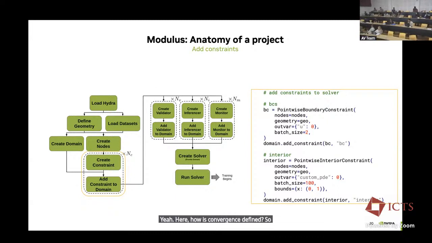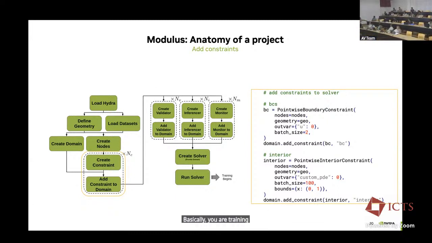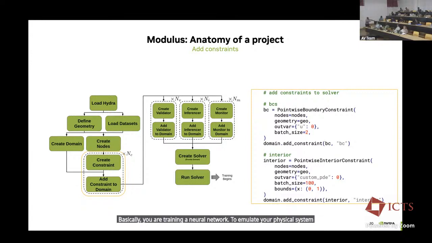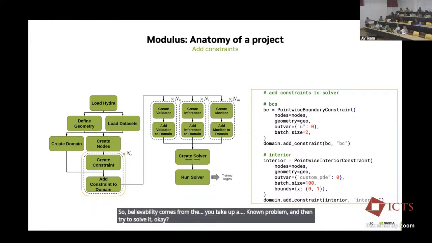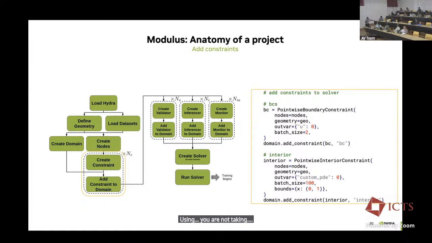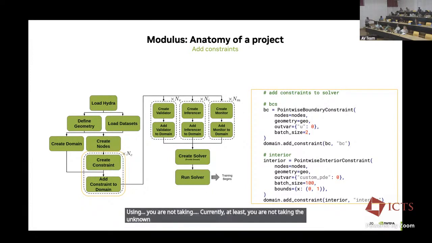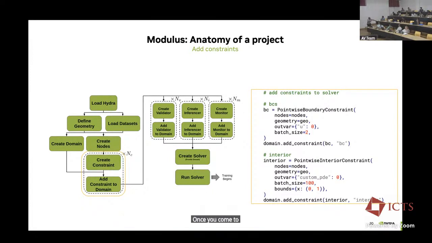So basically, you are training a neural network to emulate your physical system. Believability comes from taking a known problem and trying to solve it. Currently at least, you are not taking an unknown problem. Once you come to an unknown problem, then how do you believe? That is your question, right?